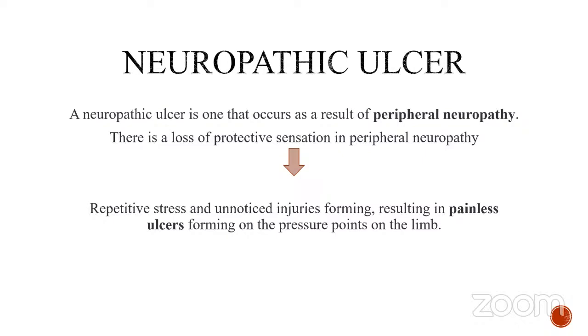So wherever the pressure points are, we all have the tendency to form tiny injuries in our body, but normally we'll understand that an injury has happened. We'll have a sense of pain and we'll take care of the wound. But if a person is lacking that sense of pain, or the sensation is partly lost, they'll not notice the wound, and the tendency for it to form into a big ulcer is very high. So such a thing is called a neuropathic ulcer. So peripheral neuropathy diminishes the sensation, and that will lead to tiny injuries, and it can lead to painless ulcers, especially on the pressure points of the limb.